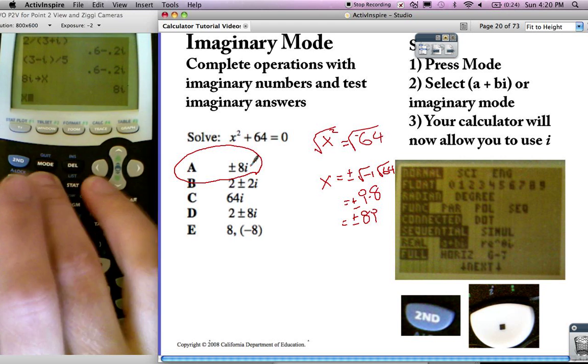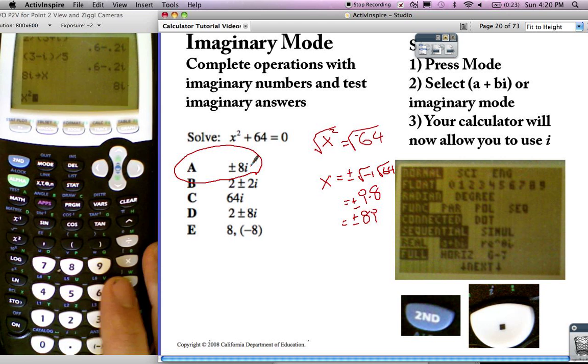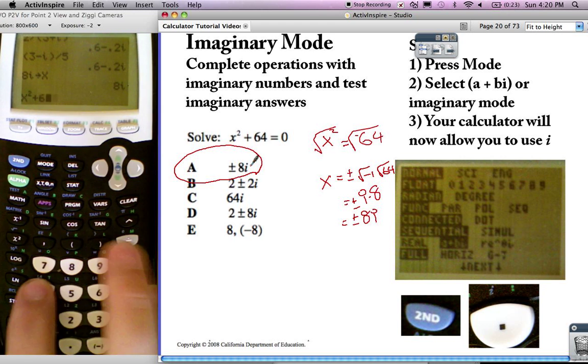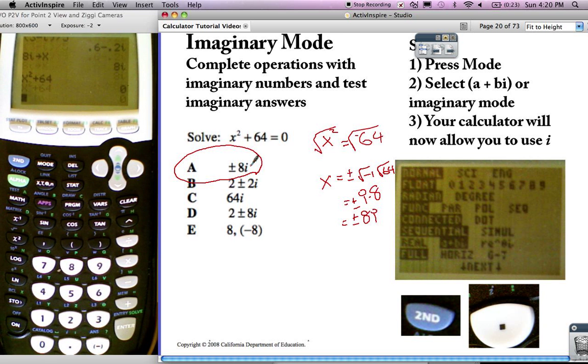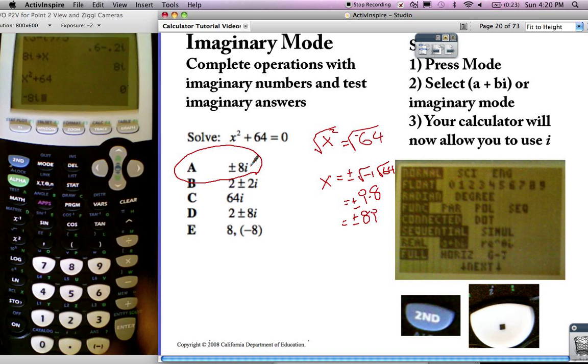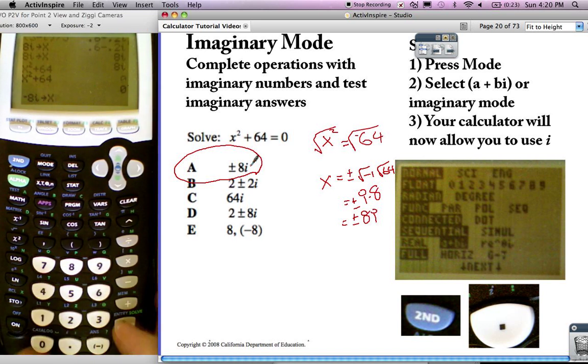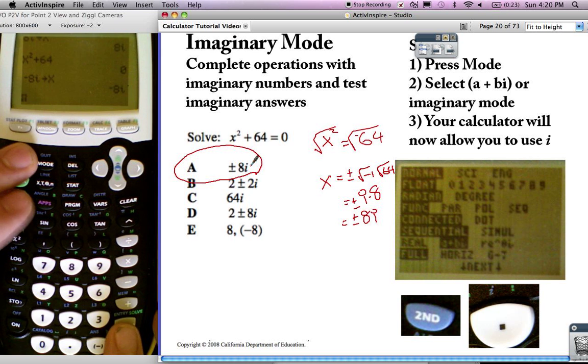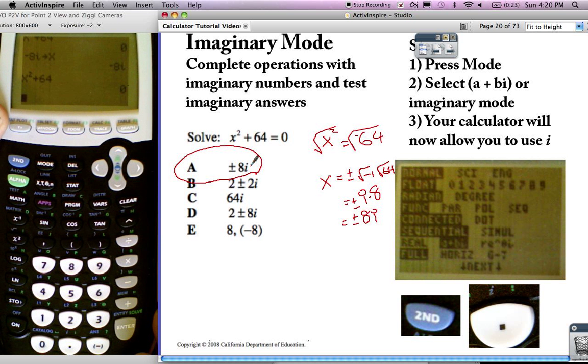So I'm going to type in x squared plus 64, and I got 0. That's beautiful. I'm going to store the other answer, which is -8i, and store that as x. And second enter my way back, x squared plus 64, 0. So I can actually even test my answers for that, all right, which is pretty outstanding.